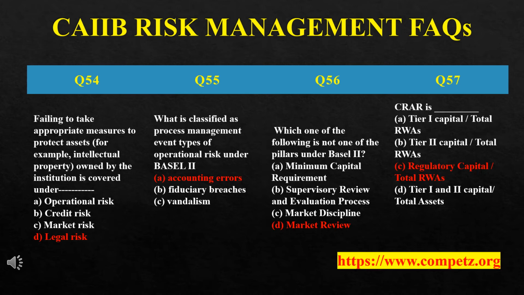RWA, risk weighted assets ratio. See, CRAR: C stands for capital to risk weighted assets. Risk weighted assets stands for RWA. Then R, ratio, risk weighted assets ratio.